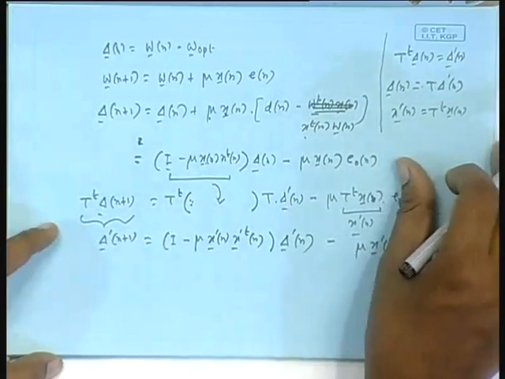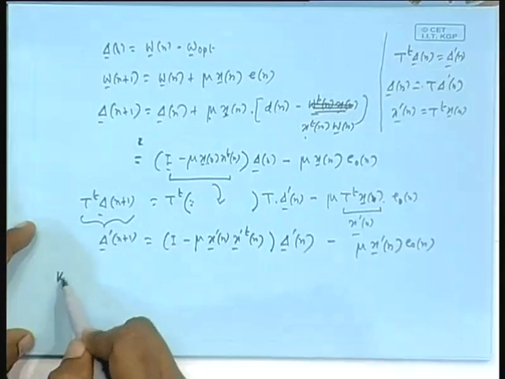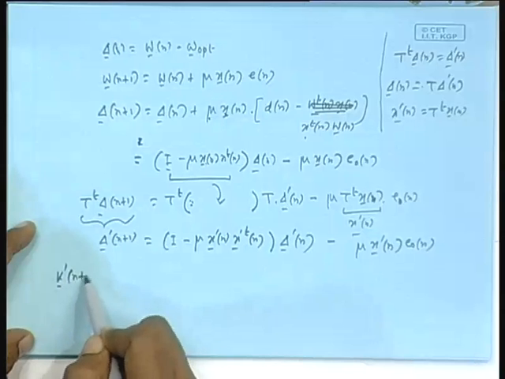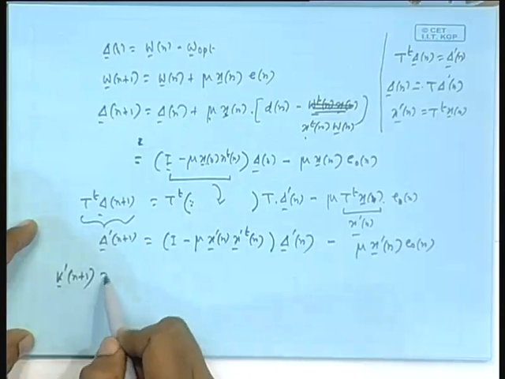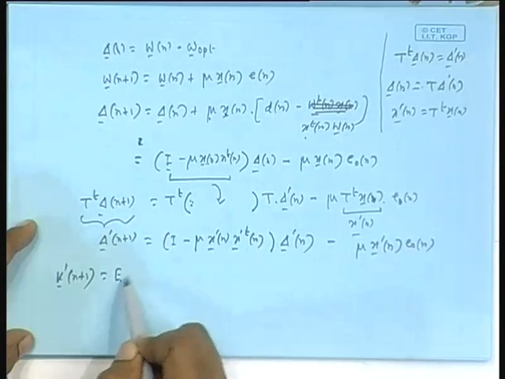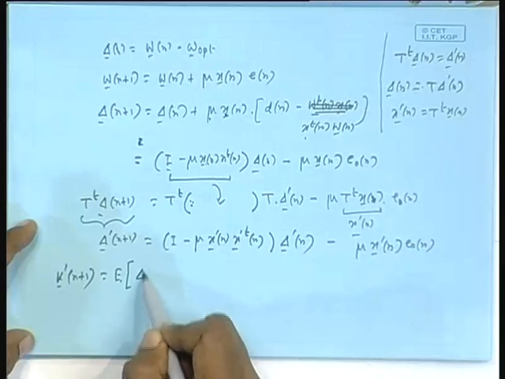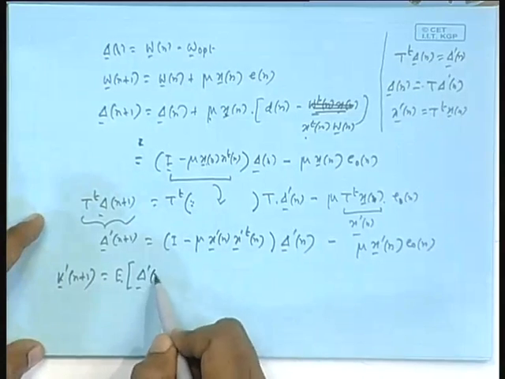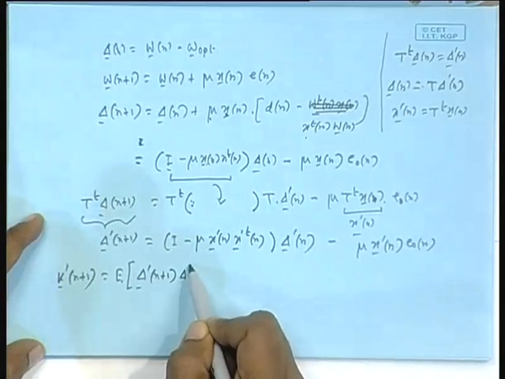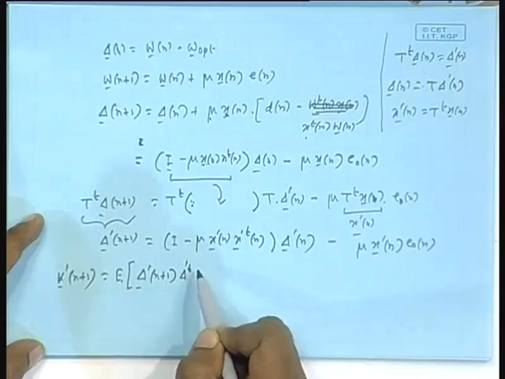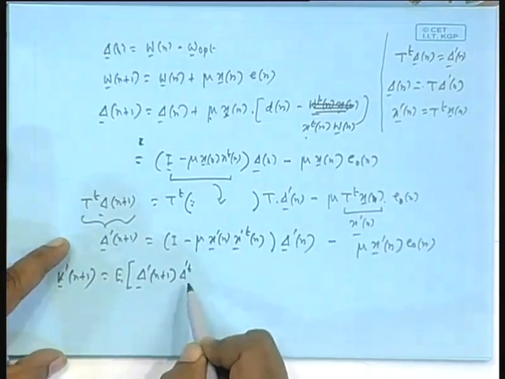I want to find out k prime n plus 1, that is the covariance of this. Mind you, this is a very lengthy analysis, very lengthy. We have not done anything here so far, but this will give you some idea about how to carry out this analysis, how to make some assumptions to make life simpler. That will be a good exercise.